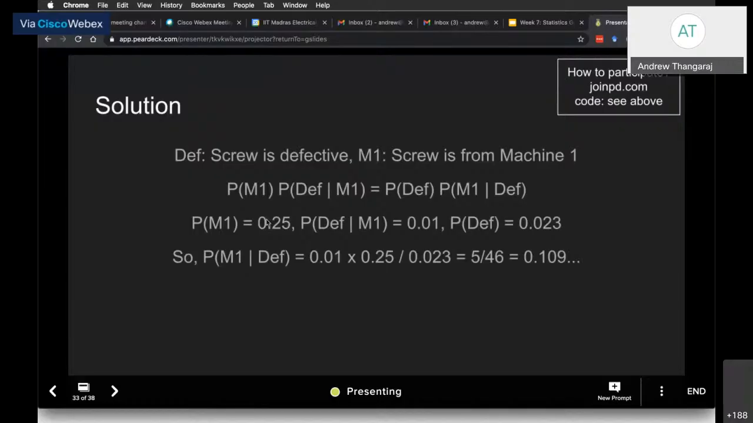We know 0.25 is the probability of M1. We know defective given M1 is 0.01. Probability of defective is 0.023. This we calculated in the previous part. And so probability of M1 given defective is just a plug-in. You get 5 by 46, which is 0.108.